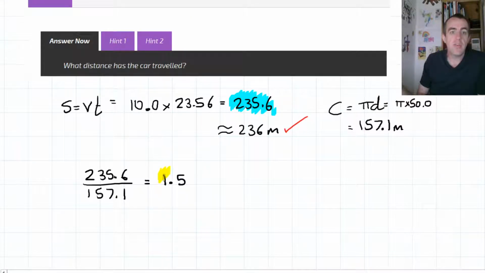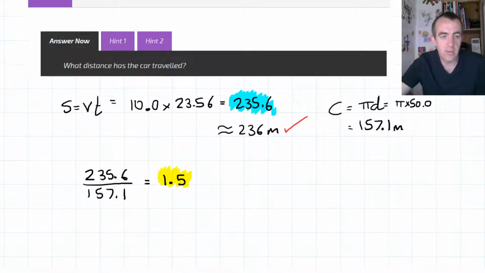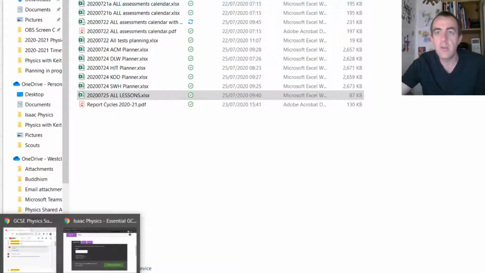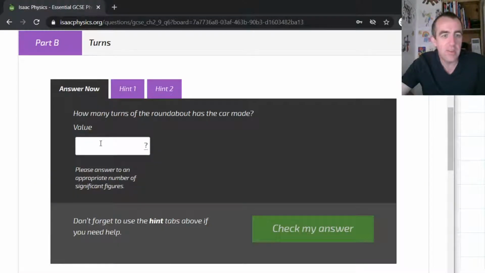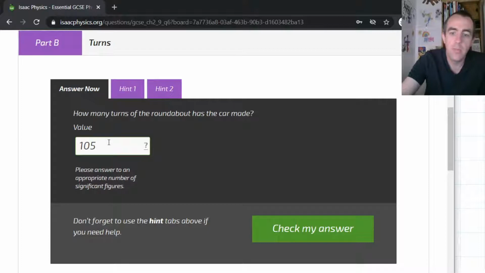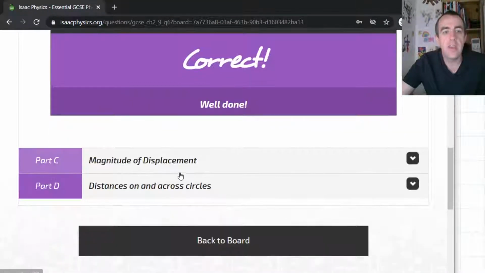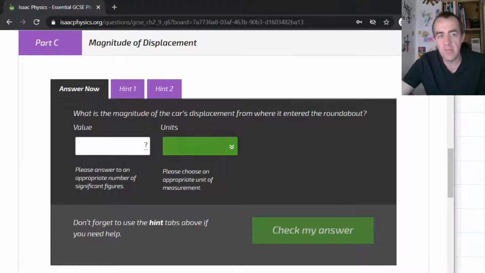So that's the number of times we've gone in our circle. Total distance travelled divided by distance per circle equals number of circles: 1.5 circles. Let's pop that into Isaac Physics. How many times do we go around? 1.5. And then it'll say magnitude of the displacement. What is the magnitude of the car's displacement from where it entered the roundabout?